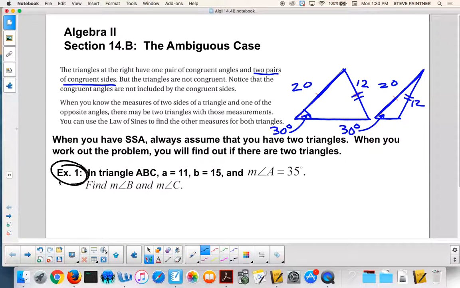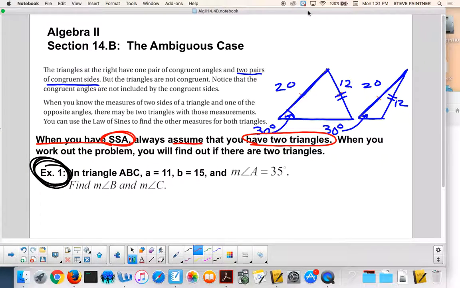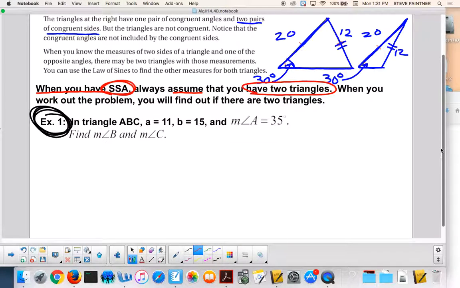Now, example 1 is right here. Please read this right now. When you have SSA, side-side angle, always assume what? Always assume that you have 2 triangles. Always think there are 2, until you prove there aren't. There's only 1 or none. When you work out the problem, you will find out if there are 2 triangles. Okay, so here we go.